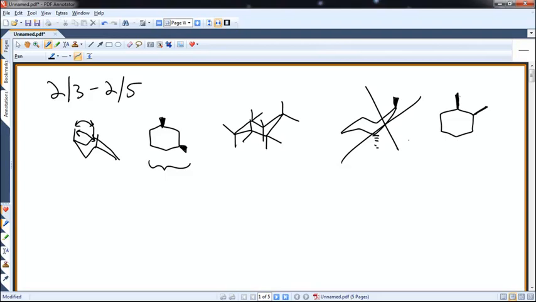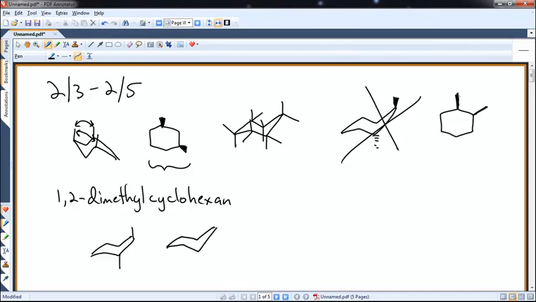If I just give you the name 1,2-dimethyl cyclohexane and I say give me the structure, there's two structures that you could draw, right? There's ambiguity involved there. You could draw the cis one, where they're both axial, or you could draw the trans one, where they're both axial, since it's 1, 2, or you can draw the cis one, where one's axial and one's equatorial, right? So both of these would technically match the name 1,2-dimethyl cyclohexane.